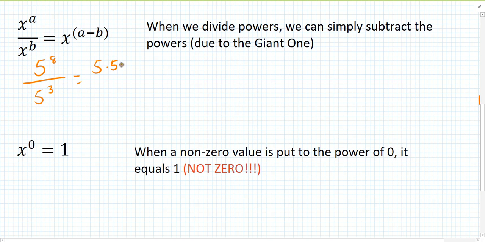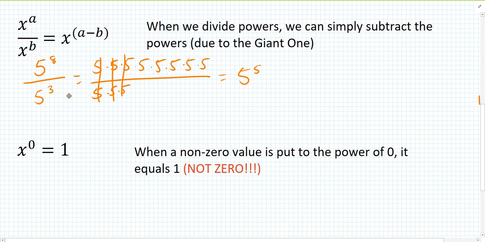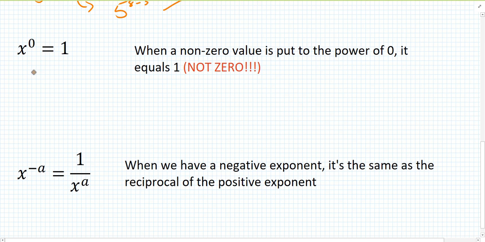5, 1, 2, 3, 4, 5, 6, 7, 8. 1, 2, 3. And with the giant 1, I'm going to simplify 3 5s from the numerator, 3 5s from the denominator. So what I have left is 1, 2, 3, 4, 5, or 5 to the power of 5. And essentially the shortcut is 5 to the power of 8, and I just subtracted 3 powers of 5, and that gets me 5 to the power of 5.